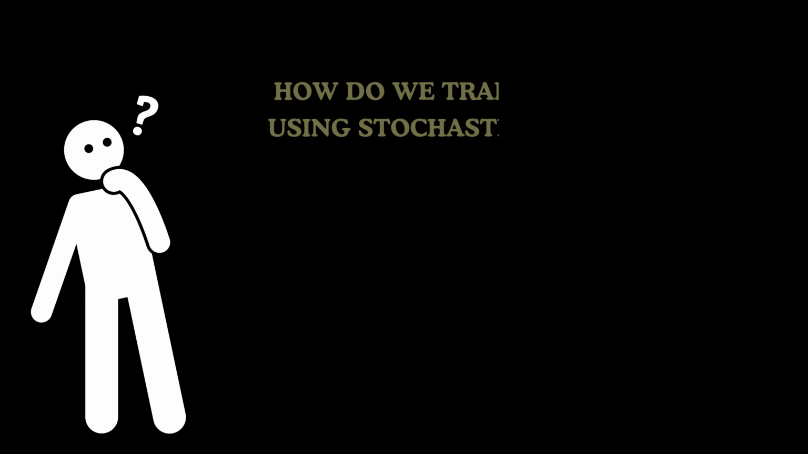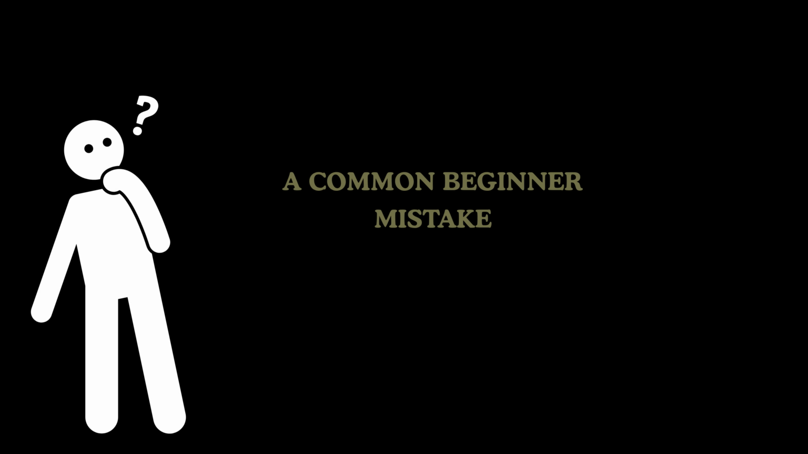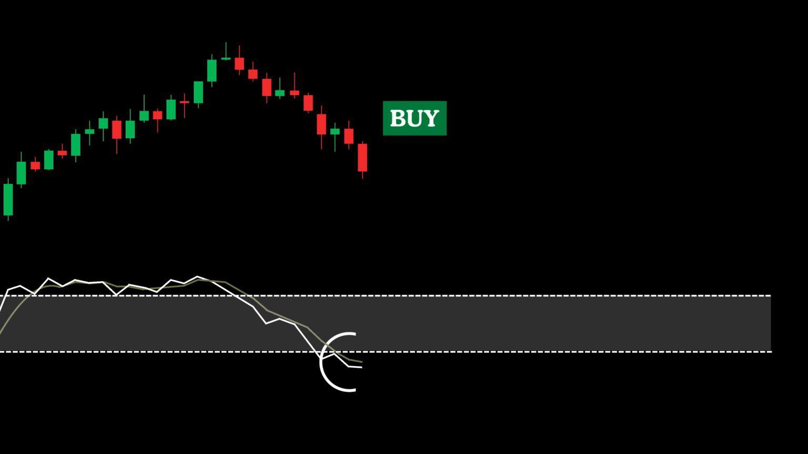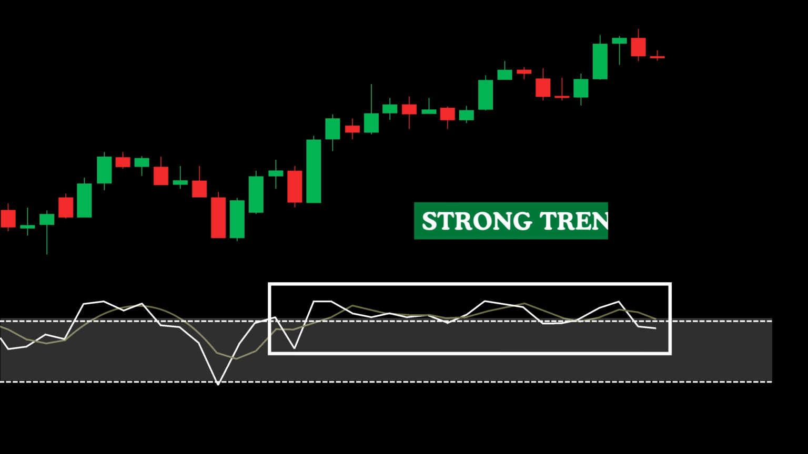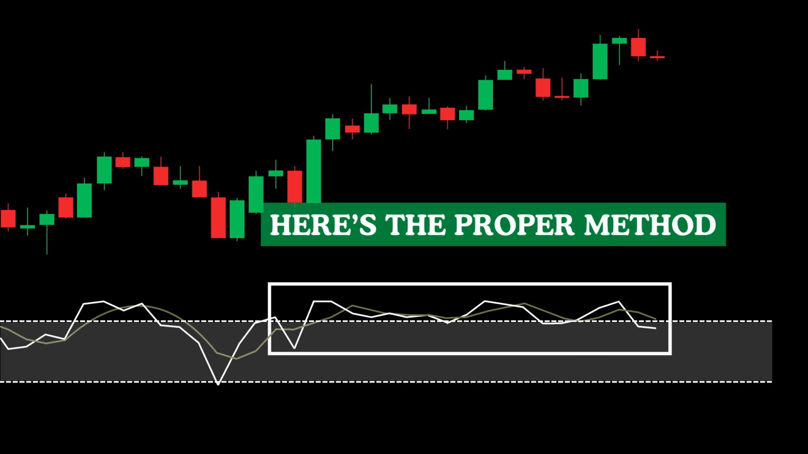So, how do we trade using stochastic? A common beginner mistake is buying whenever stochastic hits the oversold zone and selling whenever it hits overbought. This approach is flawed because in a strong trend, stochastic can stay in overbought or oversold regions for a prolonged period. Here's the proper method.